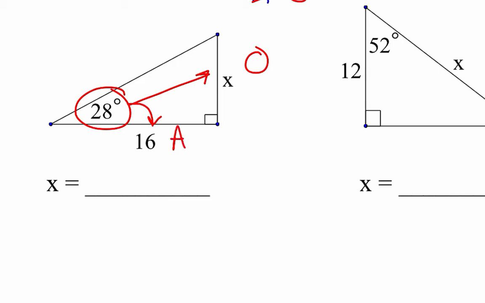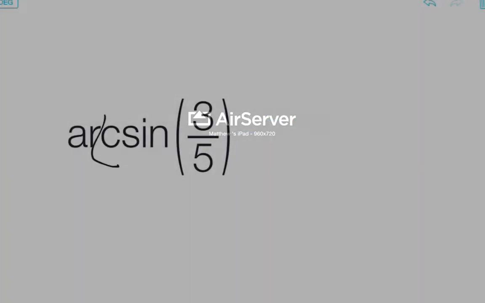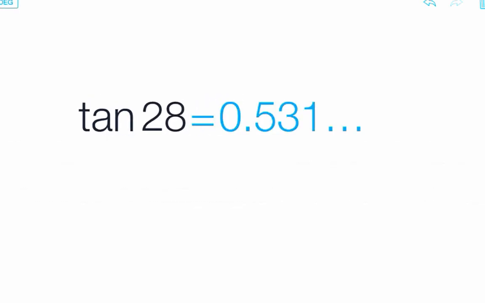Well, if I were to write those two things, x and 16, as a ratio, that would be equal to the tangent of that 28-degree angle. But here is where I go to my calculator and I say, calculator, what is the actual decimal approximation for the tangent of 28? So I'll go to my calculator for that. This is a calculator where I can just write it. So the tangent of 28 is equal to 0.531.